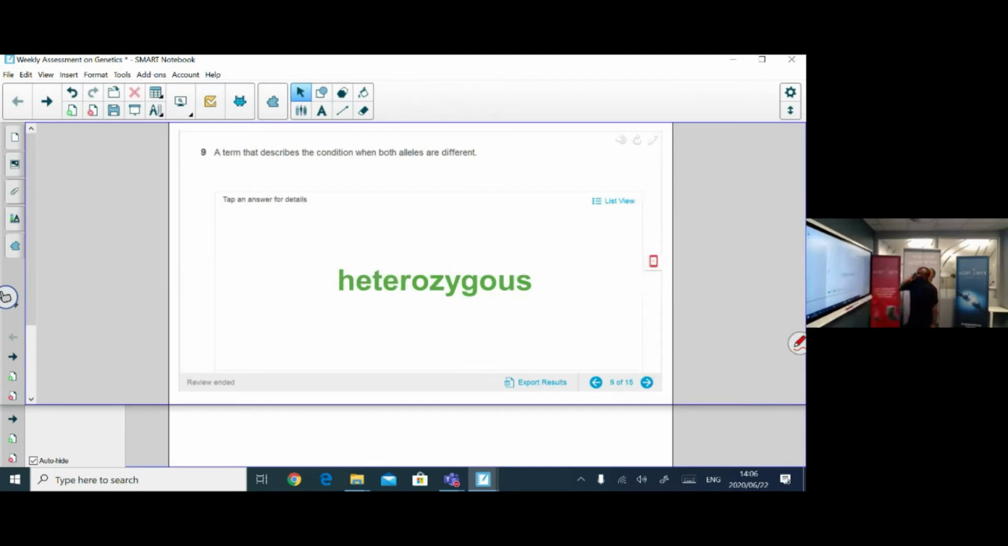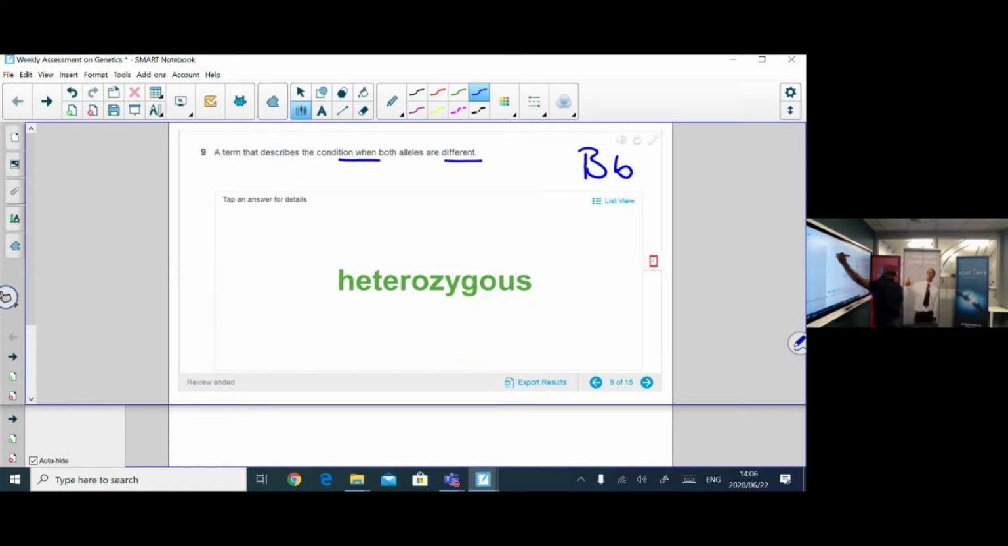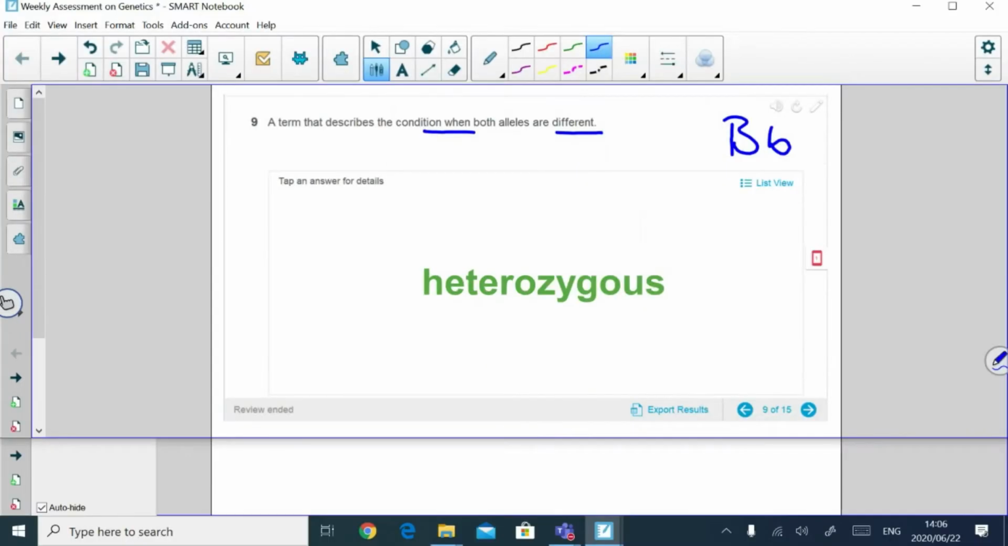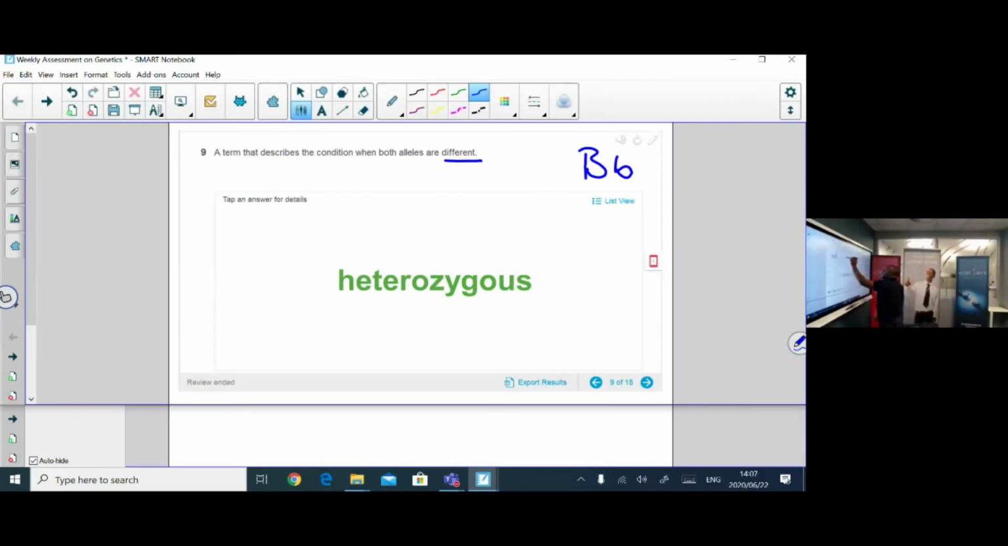A term that describes the condition when both alleles are different. It's heterozygous. When both are different, all right, so we get B and b. We got B, b. Next question.